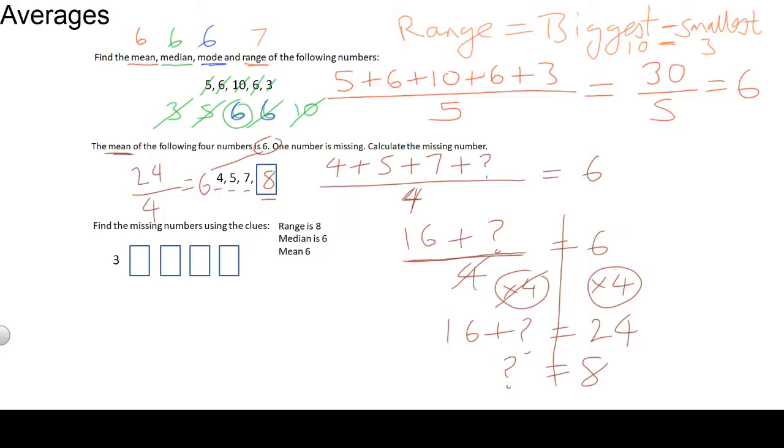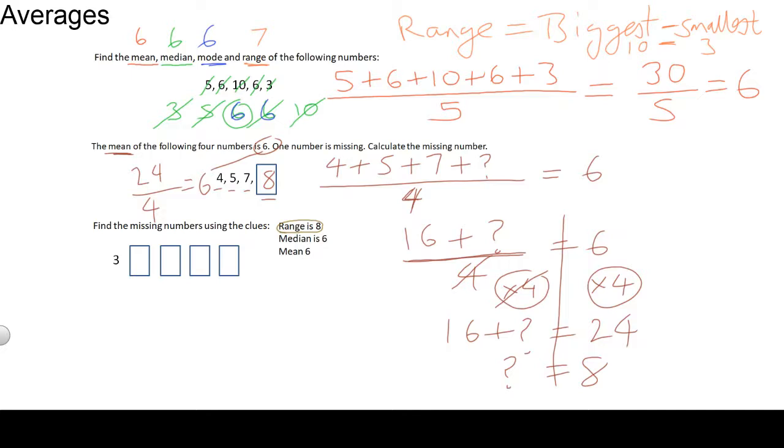Right, next one. We have to find the missing numbers using the clues. So there are 4 missing numbers. And the clues are over here. You've got the range, which is 8. Right, the range is 8. Remember, the range means biggest take away smallest.